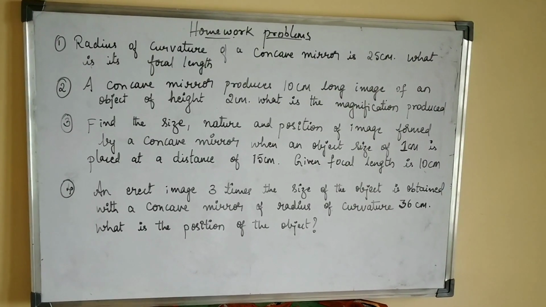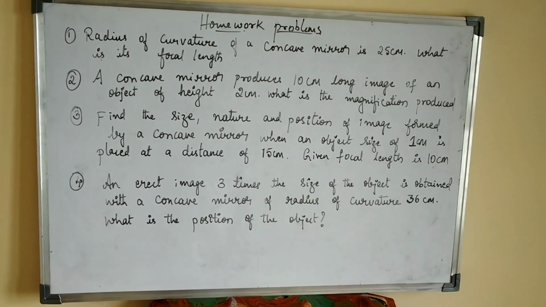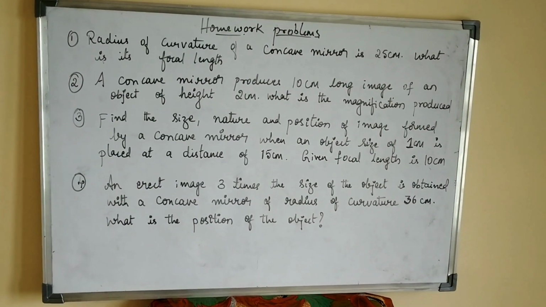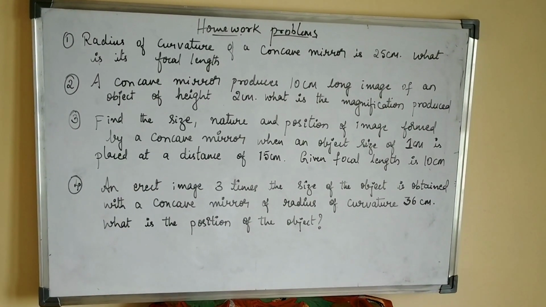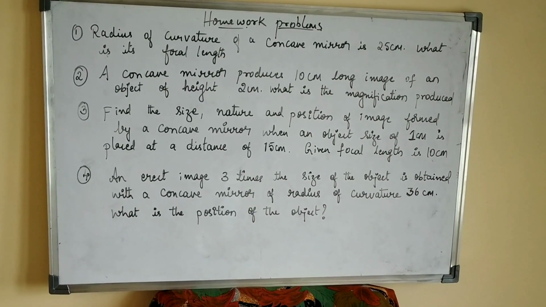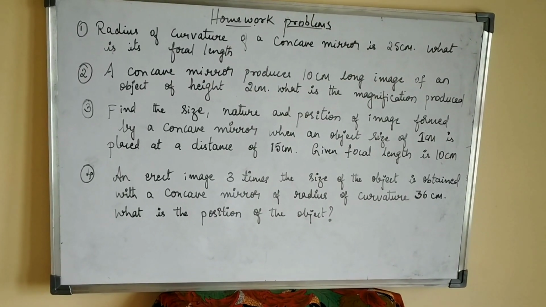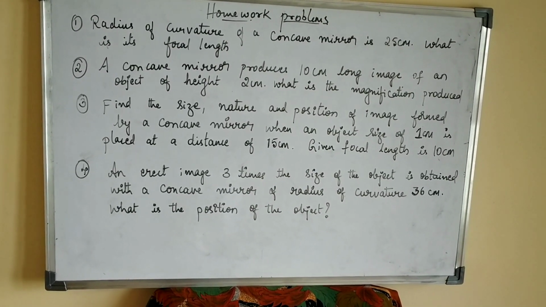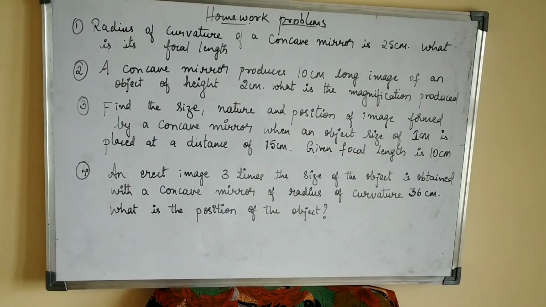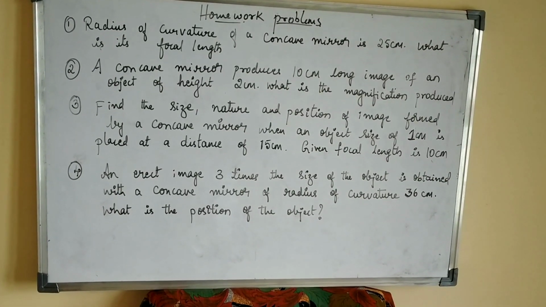Okay, students, you please take down some homework problems. I have given 4 problems. I'll just dictate slowly. You can even see on the board. First one. Radius of curvature of a concave mirror is 25 centimeter. What is its focal length? Second one. A concave mirror produces 10 centimeter long image of an object of height 2 centimeter. What is the magnification produced?